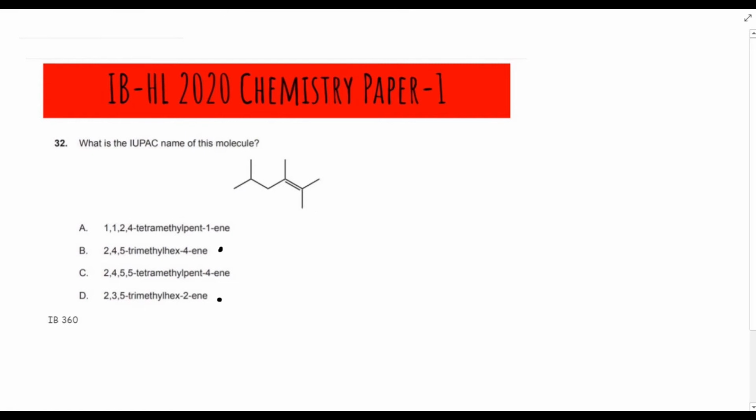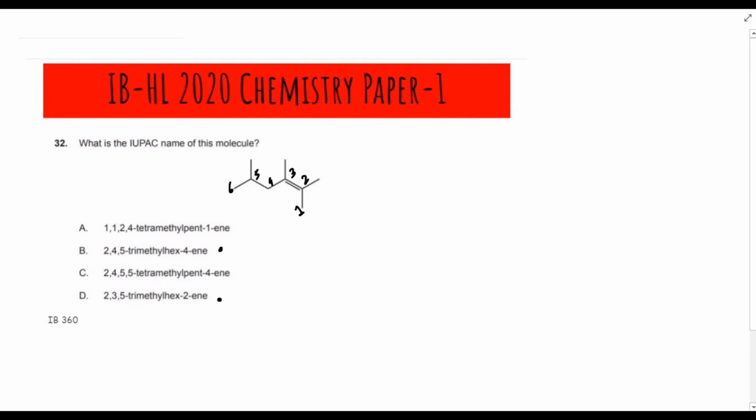Now what's the correct method of naming? That is the lowest locant rule. We will discuss the lowest locant rule in some video, so stay tuned for that. But here I'm directly writing the rule. So 1, 2, 3, 4, 5, 6.